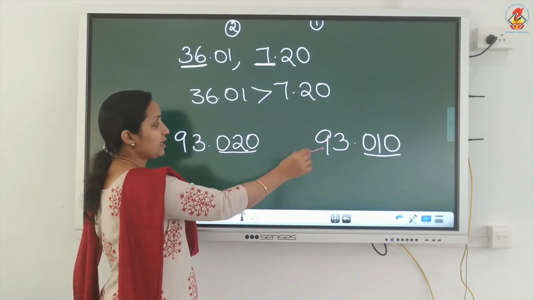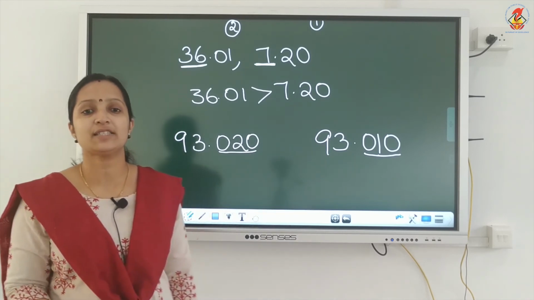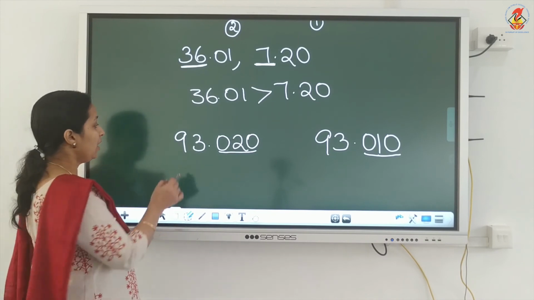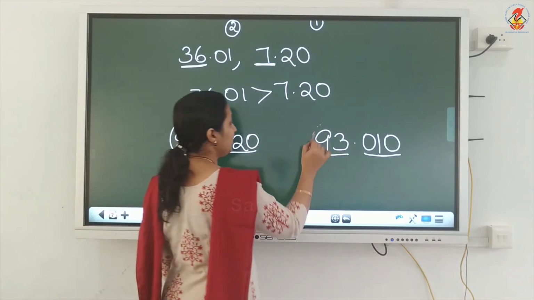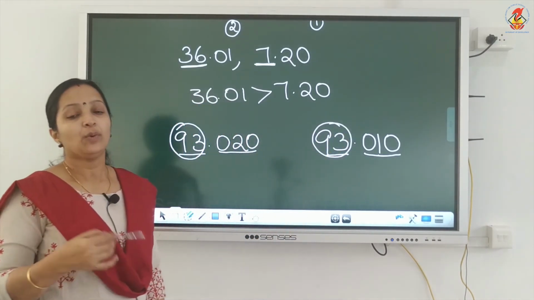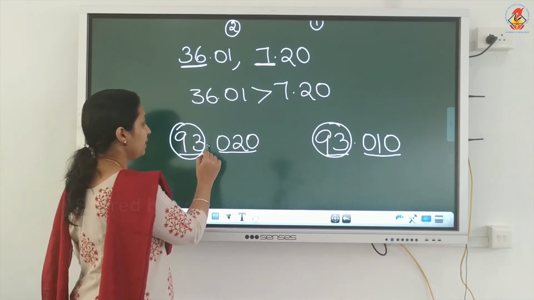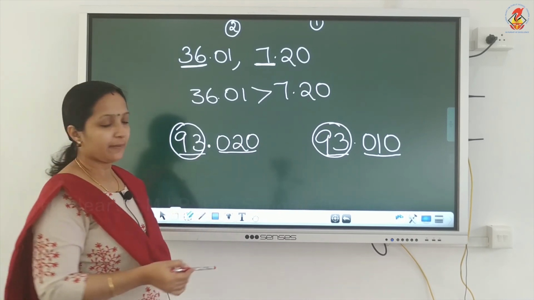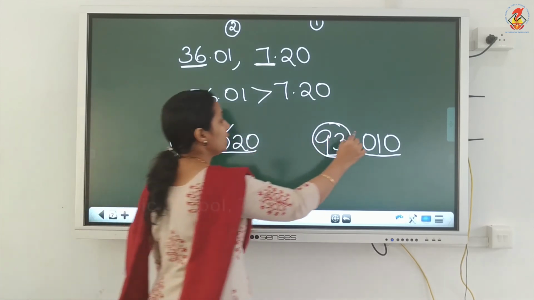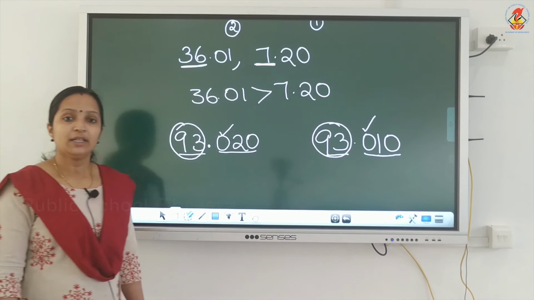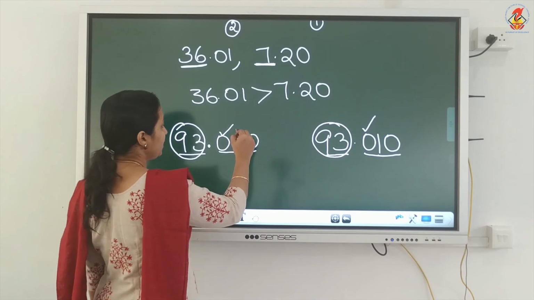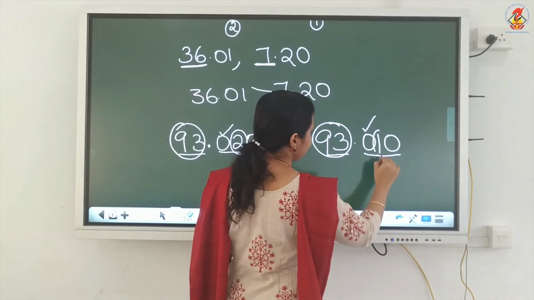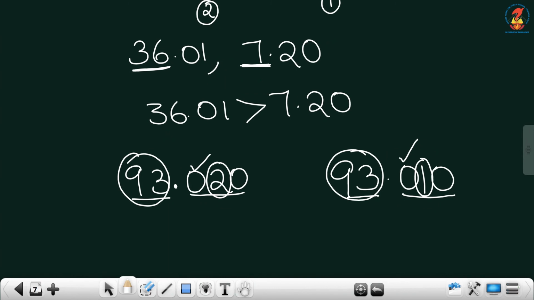If the number of digits are same in the decimal part, that means if they are like decimals, you start looking from the whole number part. Here it is 93, here also 93, both are same. If the whole number part is same, what is the second step? Just move to the decimal part. Look at the first digit in the decimal part. Here it is 0, here also 0. That means the tenths place digits are same. If the tenths place digits are same, look at the hundredths place. Here it is 2 and here it is 1. 1 or 2, which is the greatest digit? 2 is the greatest digit. So that particular number will be the greatest number.